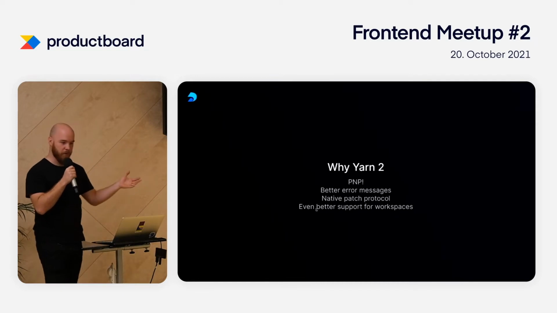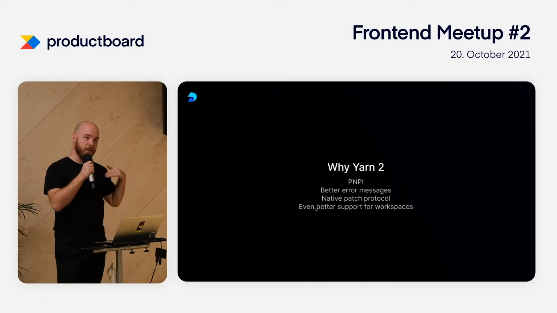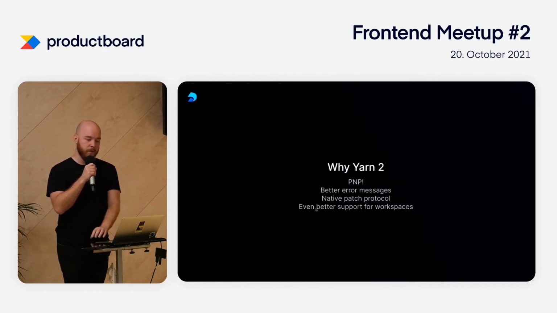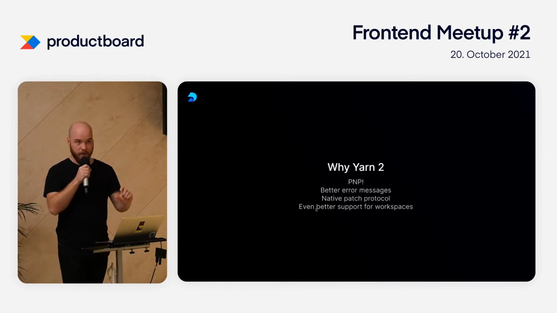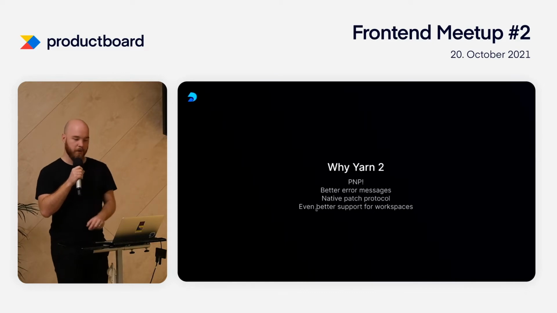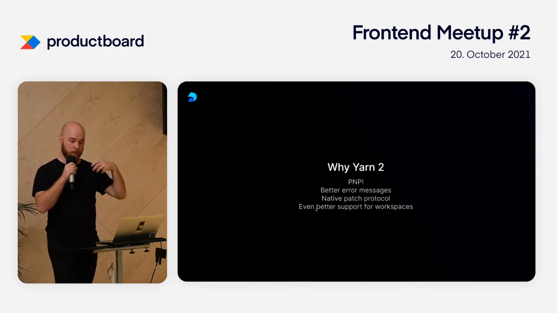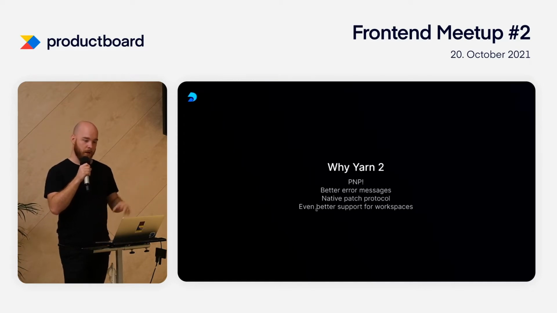Now, after 4 years, Yarn 2 came, and they brought another revolution in resolution, or not just resolution, but also a different storage of all the modules that you have in your dependency tree. And it was called PNP, plug and play. This is the reason why Yarn 2 was so fast, and I will talk about it in a minute. Besides that, Yarn 2 also had better error messages, a better patch protocol, and even better native support for Lerna and Yarn workspaces.